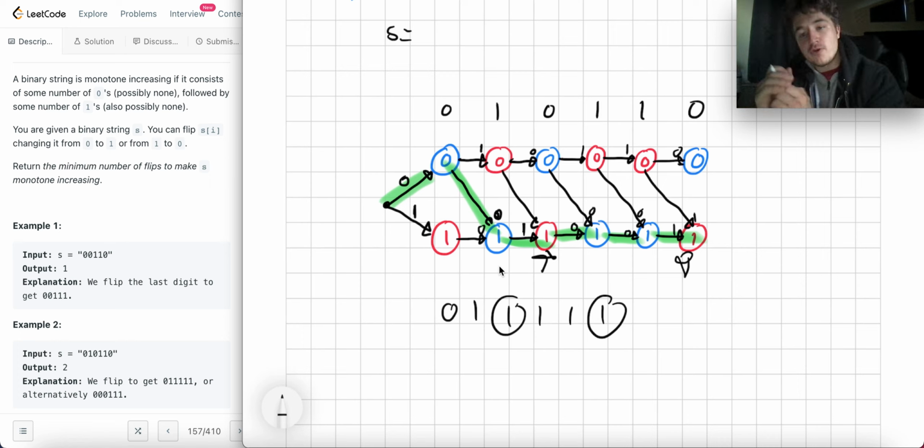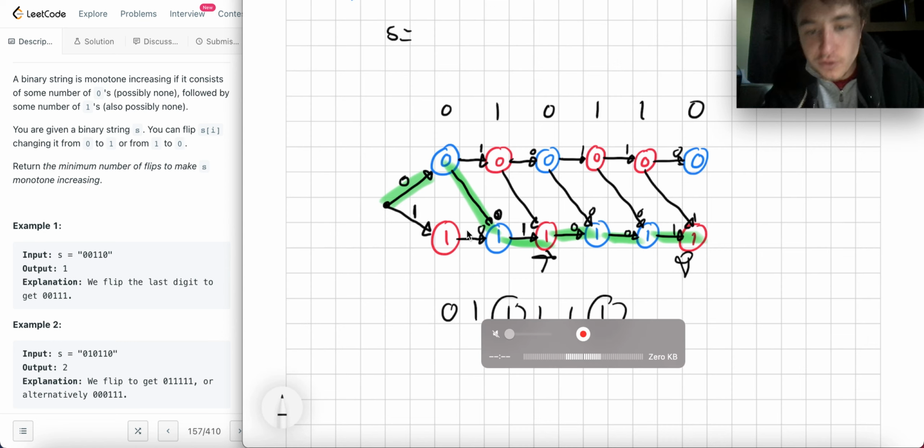Because in order for it to be monotone increasing, all the ones have to be to the right. So as soon as I use a 1, I never have the opportunity to use a 0 again. So as soon as I decide to use one of these ones, either that be a 1 that's flipped from a 0, or a 1 that was initially a 1, because this used to be a 0, so I flipped it to get a 1, or this was initially a 1. Either of those cases, as soon as I decide to use a 1, I can never use a 0 again. So that is completely encapsulated within this graph.